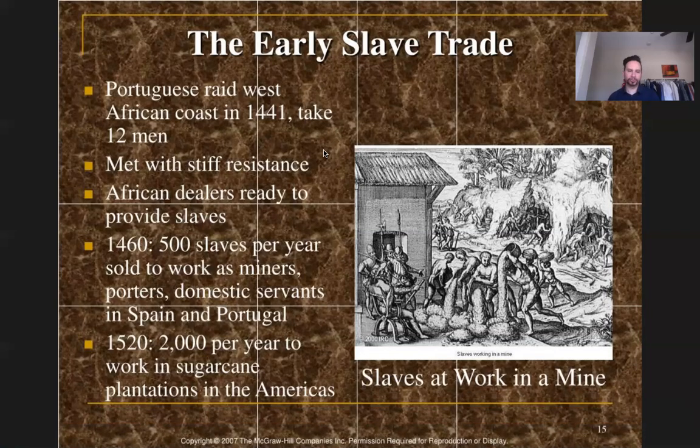So once sugarcane became established as a money-making crop, that's when slavery really exploded. The slave trade, I should say, the Atlantic slave trade really took off and exploded.